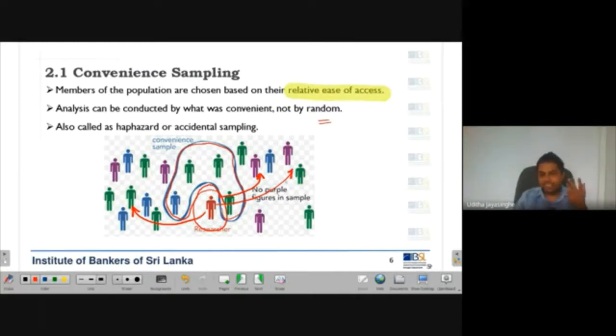Convenient as in, this could be maybe due to geographical dispersion. This may be the Western province. He is in the Western province, and the next person may be, let's say, somebody from the Northern province. He doesn't really have access. Somebody from a different province, let's say Eastern, he may not have access. But all the close by provinces, he may have gone and collected data.